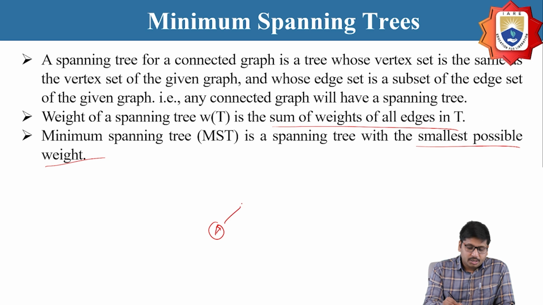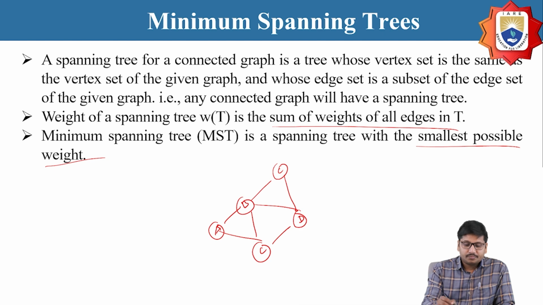If I consider a graph here, the spanning tree is a subgraph of the graph, and its edge set should be a subset of the edge set of the graph. The weight of the spanning tree is the sum of all the weights of the edges in the spanning tree, and the minimum spanning tree is the spanning tree with the smallest possible weight. Mainly this is applicable in the traveling salesman problem.